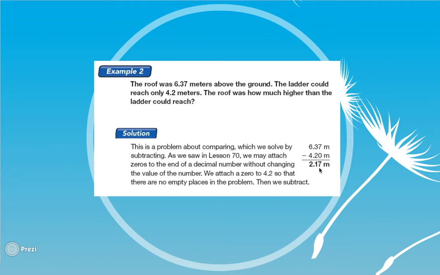So 0 minus 7 is 7, 3 minus 2 is 1, and see how our decimals are lined up. We just put our decimal down there, and then we do 6 minus 4, which equals 2. Right? Don't forget to put your m here for meters.